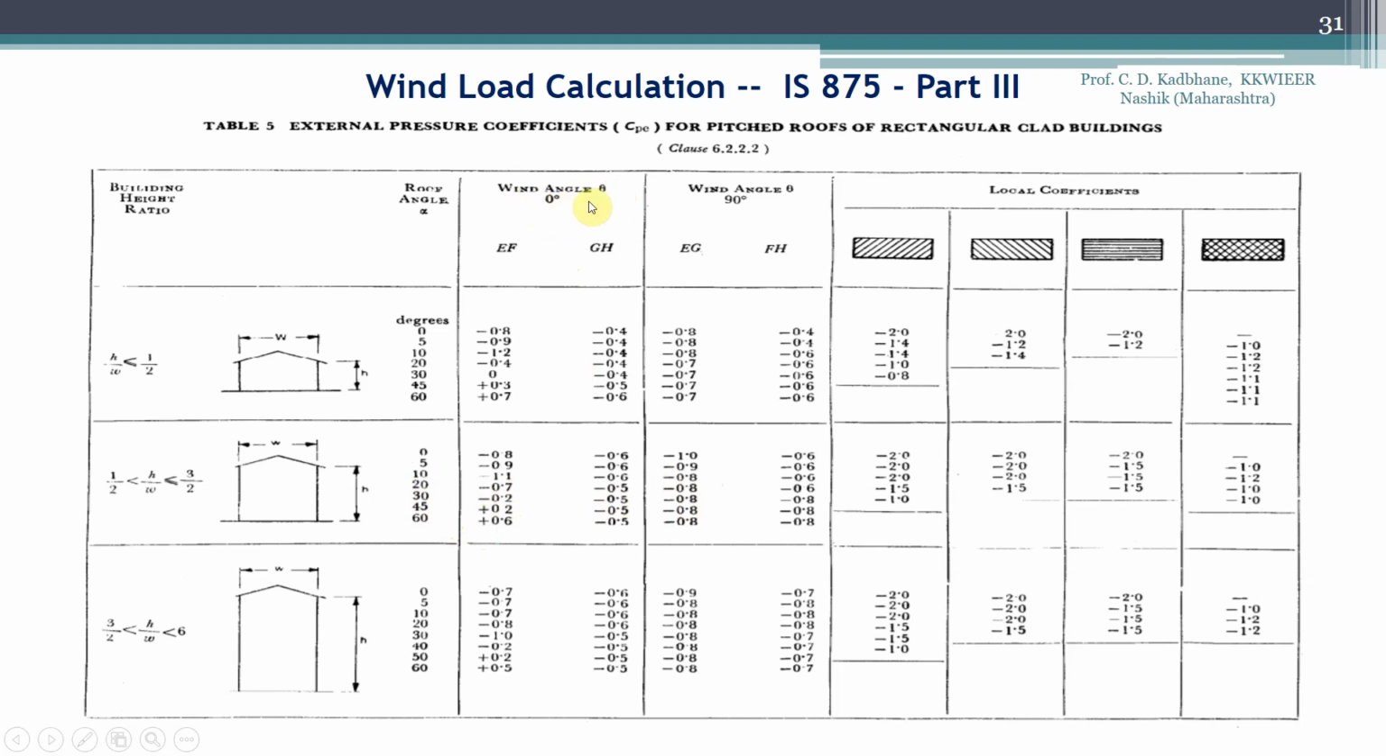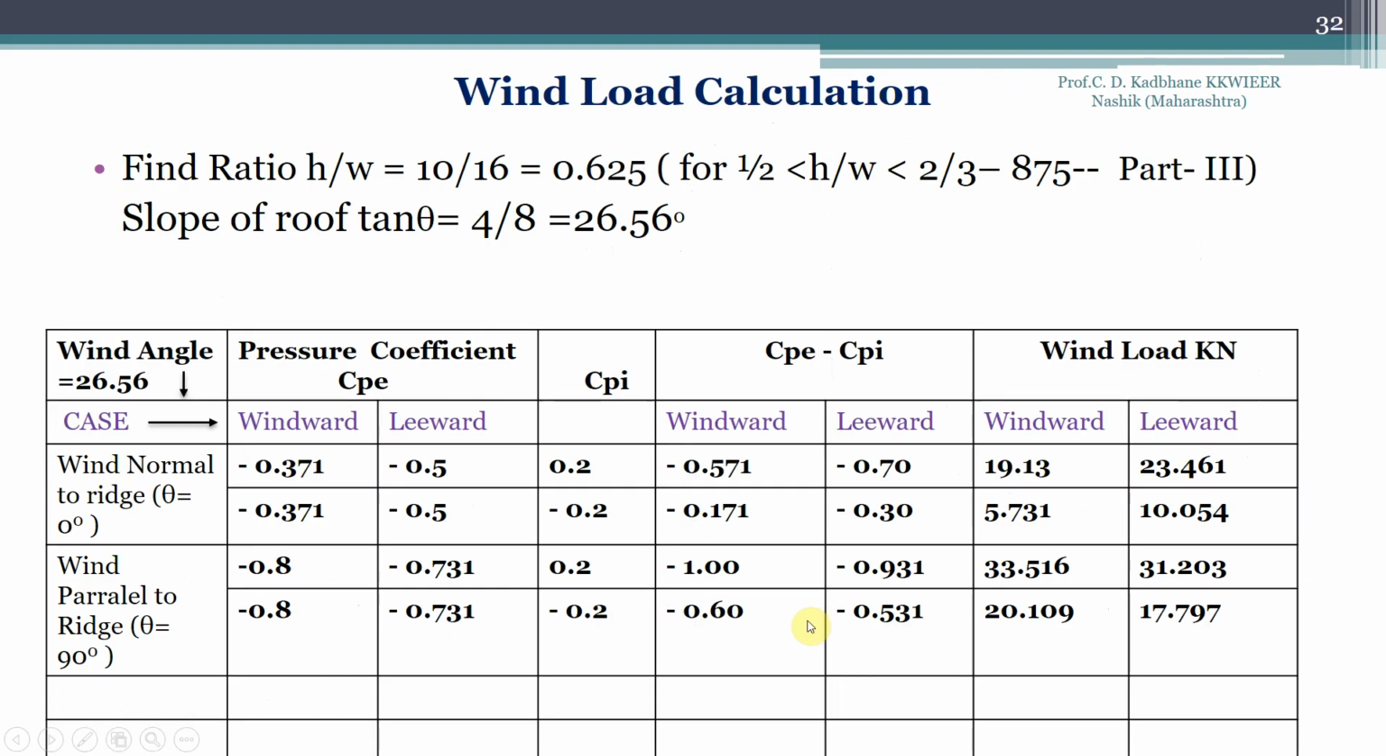Here wind angle theta is mentioned. Theta 0 means when wind is blowing perpendicular to the ridge, we have to consider the EF value and GH value. When wind is blowing parallel to the ridge, you have to consider the EG value and FH values. So by interpolating values between 20 degree, 30 degree and 26 degree, we have to find out all these values, and we have to enter these values in a table which is mentioned in the next slide.